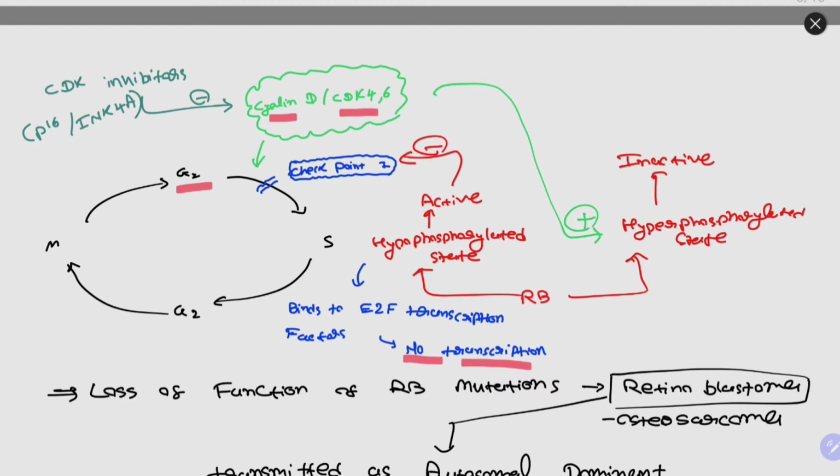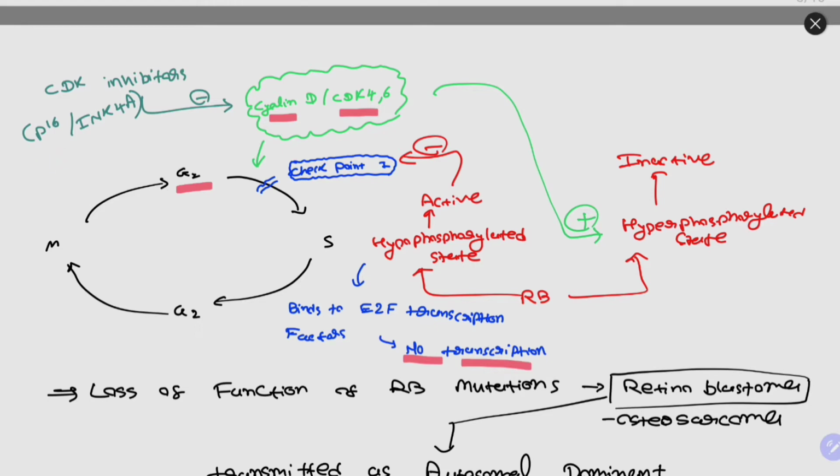Now guys, what happens when cyclin D and CDK4 and CDK6 are increased? They want the cell cycle to continue. They cause hyperphosphorylation of the RB protein, and because of this the RB protein gets inactivated, so it can no longer inhibit the cell cycle. So the cell cycle continues and the cell enters the S phase.